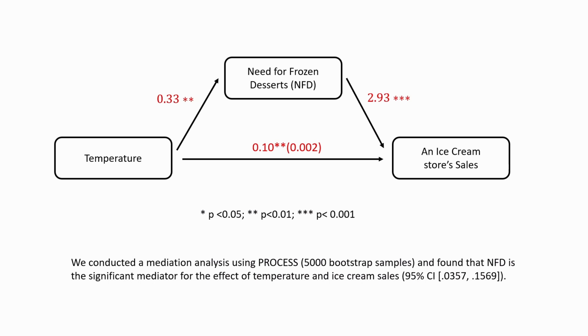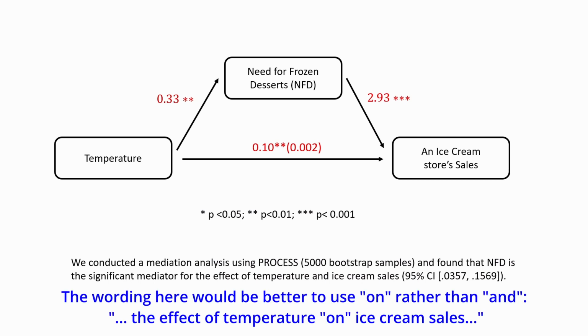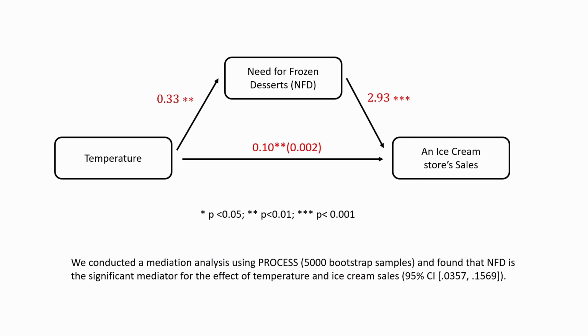So we can say that we conducted a mediation analysis using process, and we found that the NFD is a significant mediator for the effect of temperature on ice cream sales, and also report the confidence interval for the indirect effect. As you can see, the confidence interval doesn't include 0, it means that the mediation model works as expected. So I think that's it.